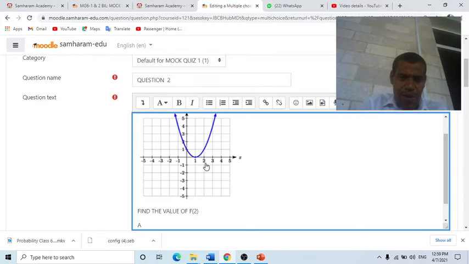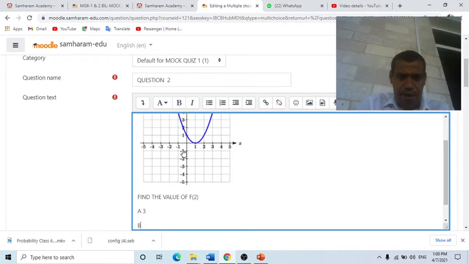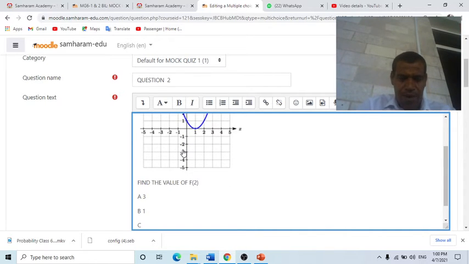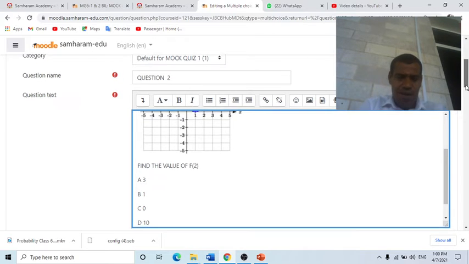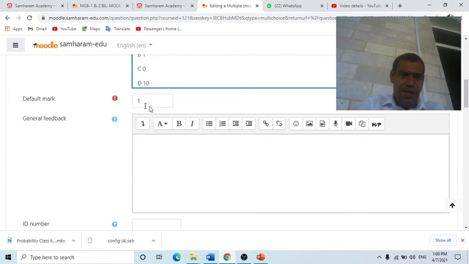Look here, it's clear, f of 2 is 1. I will just write, for example, 3. B, I will write 1. B is correct. C, I will write 0. D, I will write 10. Now I have 4 options. The first option is false, the second true, the third false. So then I will write here 2 marks.